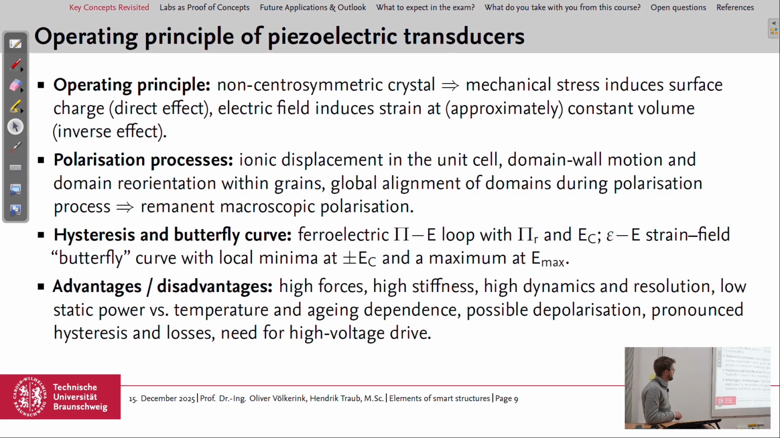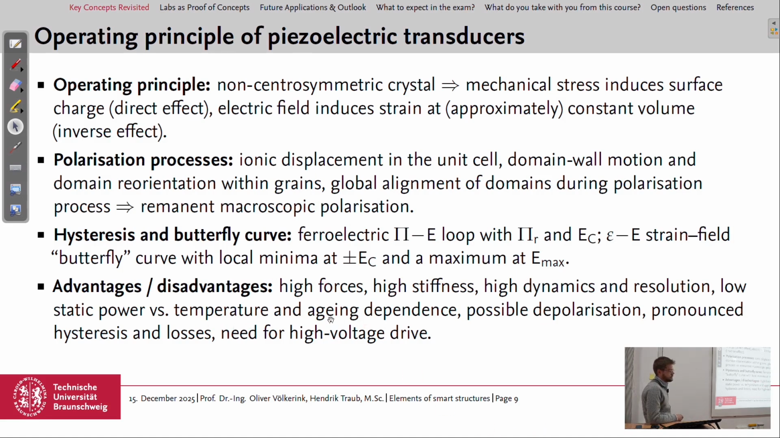Then we had 2 typical curves, hysteresis and the butterfly curve. The first one is a ferroelectric polarization over electrical field loop. We have marked there the remanent polarization and the coercive field strength, and the butterfly curve is the curve which shows the strain over the electrical field. And there we had local minima at the coercive field strength and also a maximum at the maximum field.